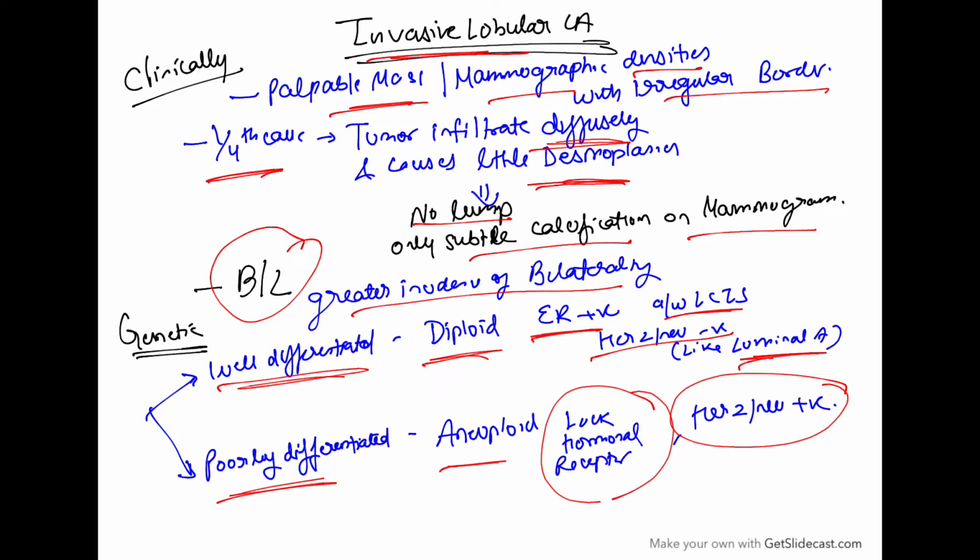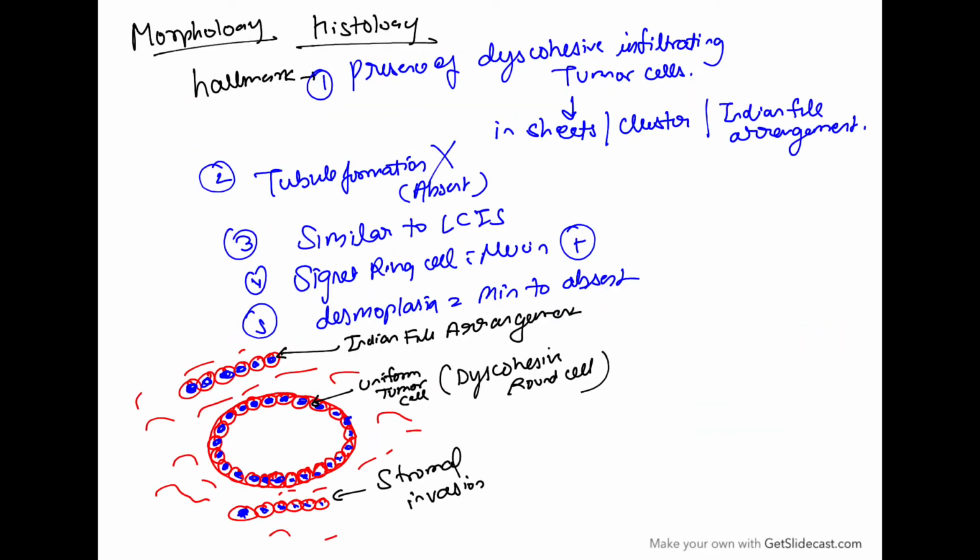Okay, so morphology. Histologically, the hallmark is the presence of discohesive infiltrating tumor cells, and they can be seen in the form of sheets, clusters, or Indian file arrangements. So they are discohesive cells. We can see in this diagram. Then tubule formation is usually absent. It is similar to the lobular carcinoma in situ.